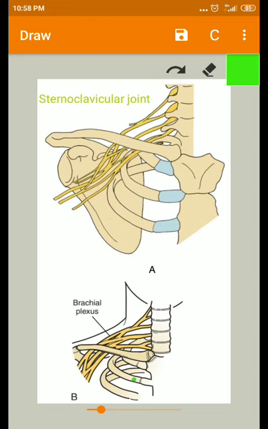Okay, this is about the sternoclavicular joint. So a disc is present inside the joint. This disc will reduce the incongruence of the joint, increases the articulating surface area, and makes the joint congruent. So that is called the sternoclavicular disc. We are going to see the sternoclavicular disc in the next session. Thank you.